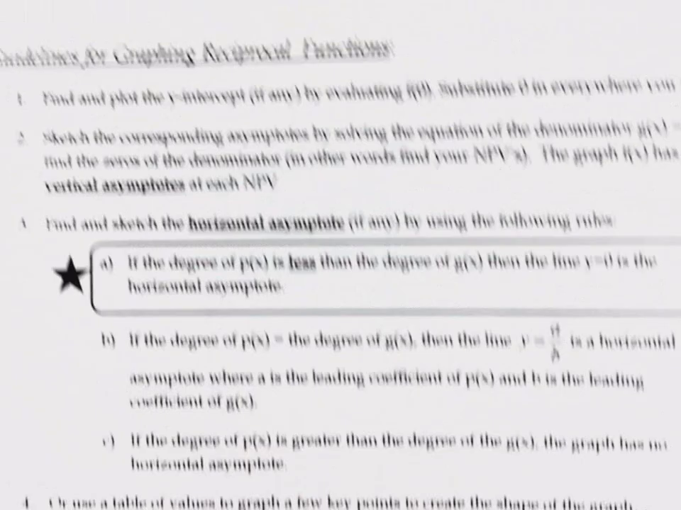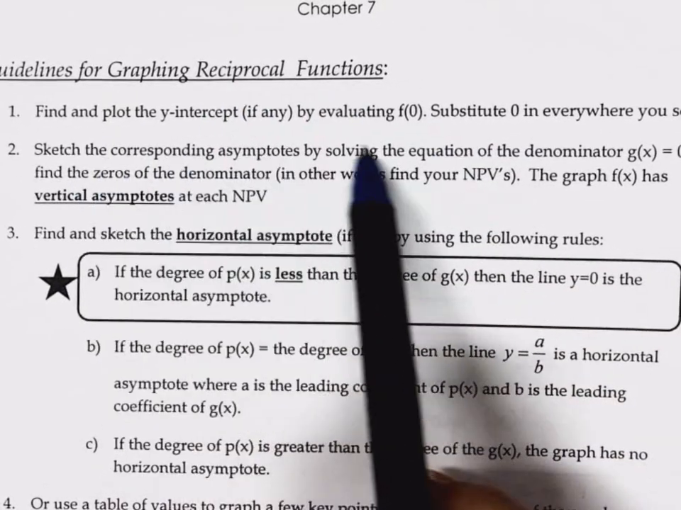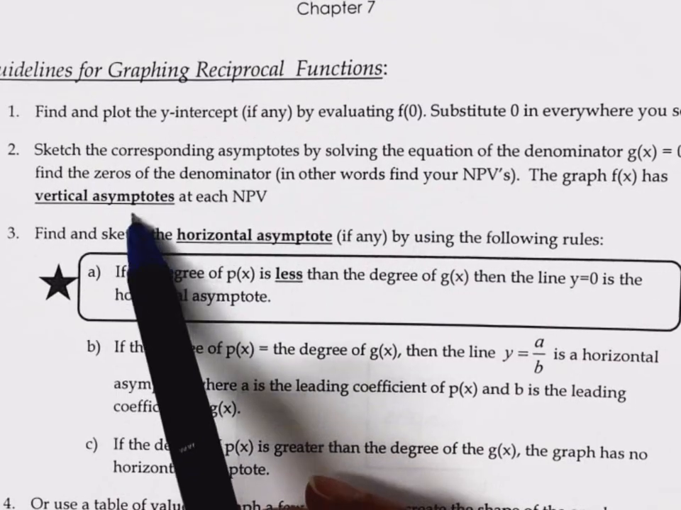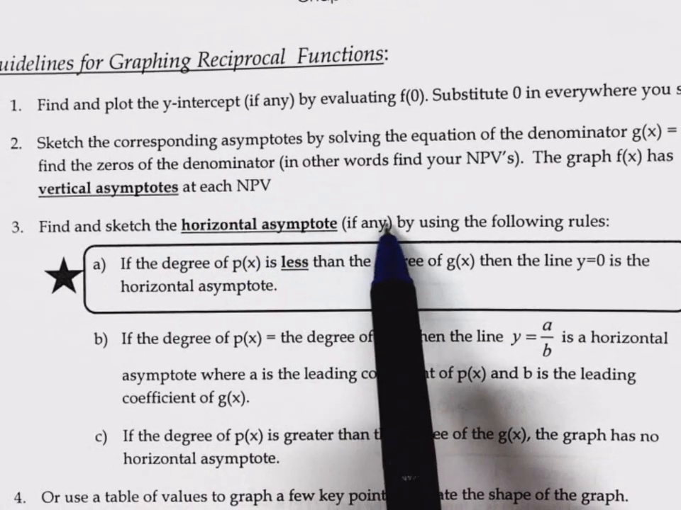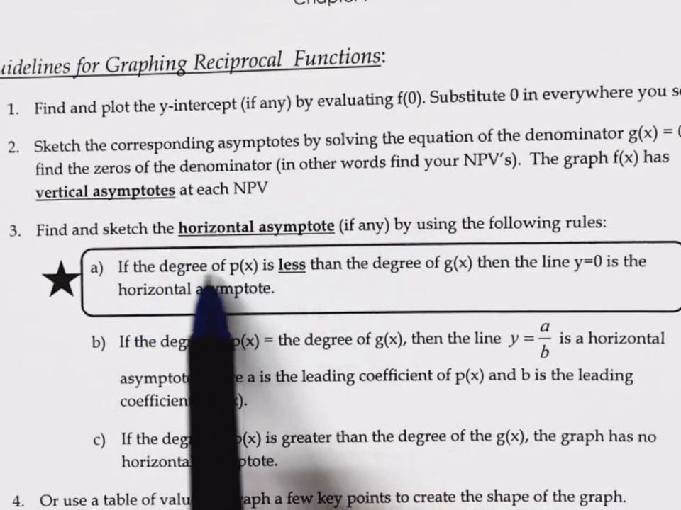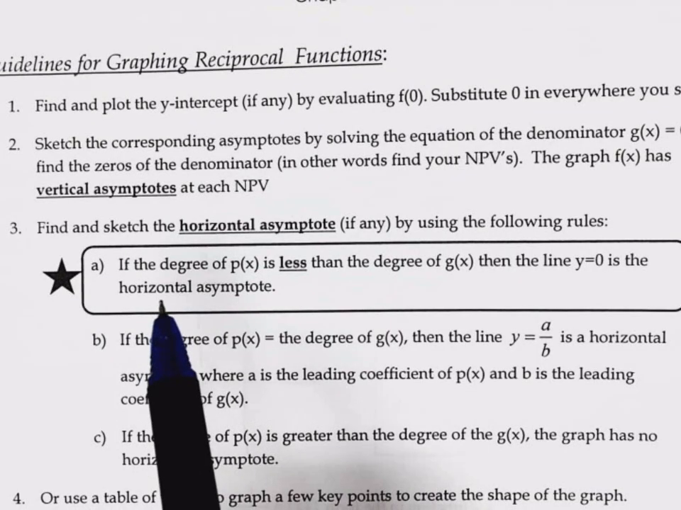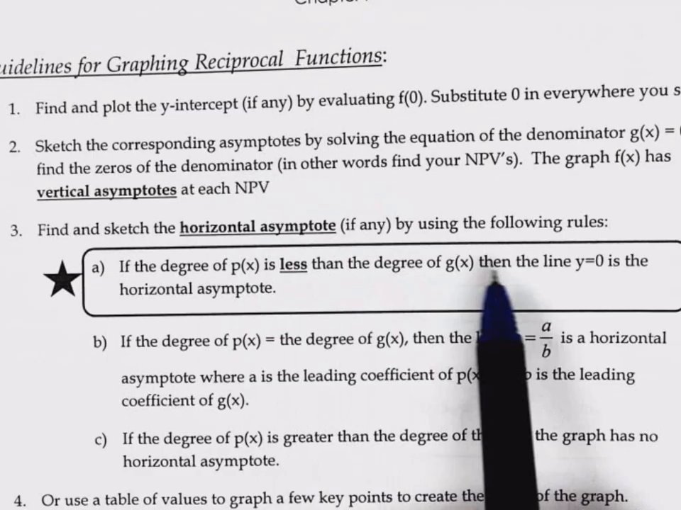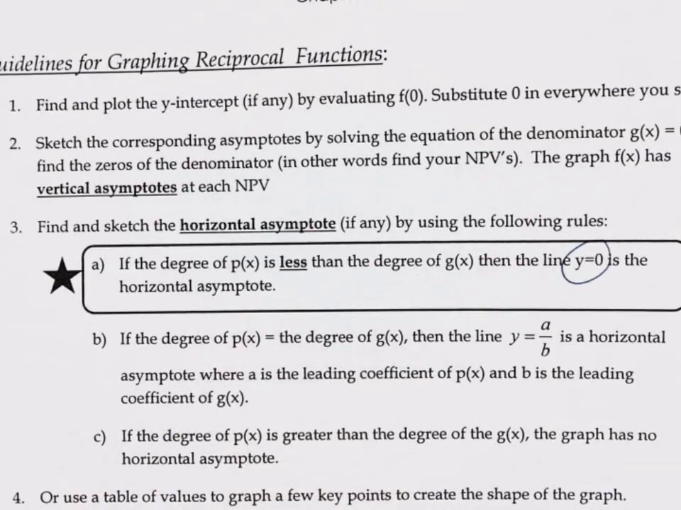Okay, if we can, we're going to plot the y-intercept, if it's possible. We're going to sketch any asymptotes by finding your MPVs. Those are your vertical asymptotes. Got it? Now, you have to sketch the horizontal asymptote, if any, by using the following rules. In grade 11, the only rule we have is that the numerator's degree is less than the denominator's, because there'll be no x's upstairs, because it always will be a 1, because we're doing a reciprocal function. So the numerator's degree is less than the denominator's degree, so y equals 0 is your horizontal asymptote.